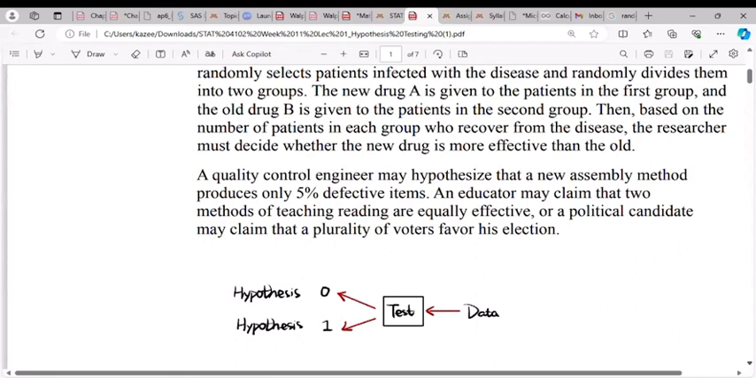And of course, a political candidate, a politician, may claim that he is going to be favored by the majority of the voters. Those are some of our examples of hypothesis testing.